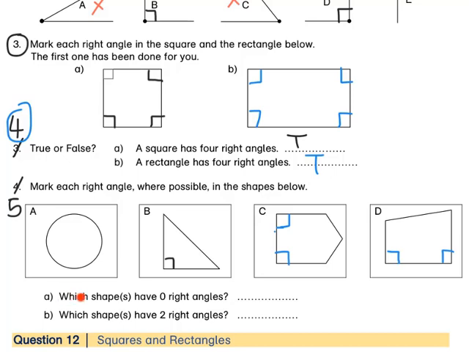So for A, which shapes have 0 right angles? The only answer there is A. For B, which shapes have 2 right angles? B only has 1, but C and D have 2. So C and D. Make sure you have filled this in correctly in your workbook.